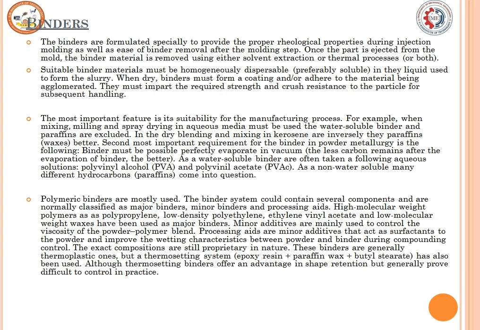Binders must be suitable for the manufacturing process, and where mixing, milling and spray drying in aqueous media are used, water soluble binders must be used. Polymeric binders are mostly used. The binder system consists of several components and is normally classified as major binders, minor binders and processing aids. The common binders used are epoxy resin, paraffin wax, butyl stearate.